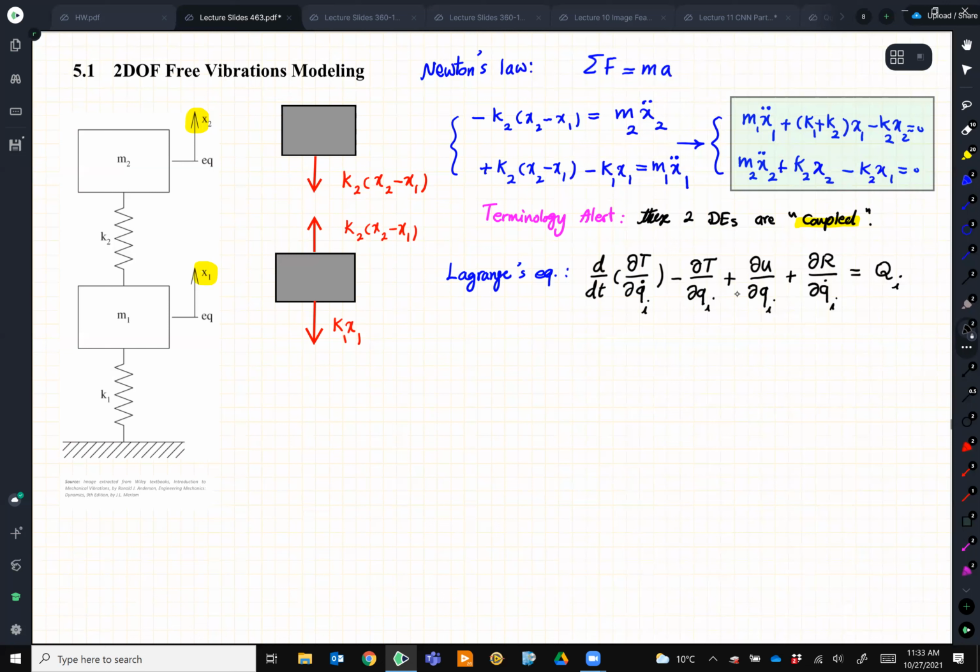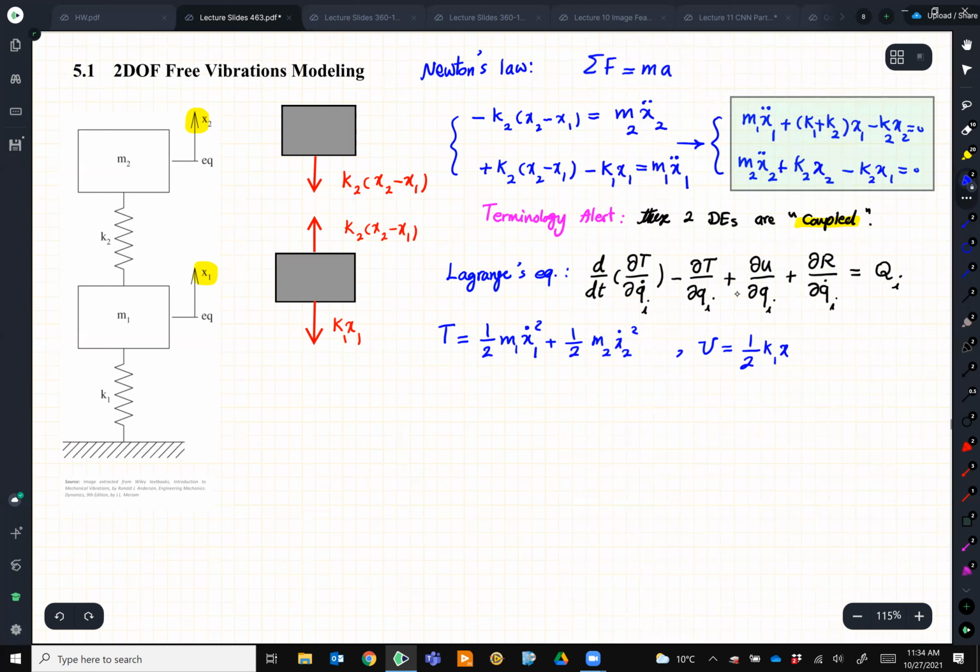So for Lagrange, I need to find T and U. T is the kinetic energy, right? I have two masses. The first mass is moving with the speed x dot 1. The second one is moving with a speed x dot 2. So that's T. And I have potential energy. So I have spring 1, which deflects by x1, and I have spring 2, which deflects (x2 minus x1) squared.